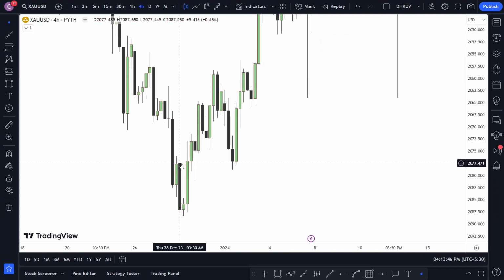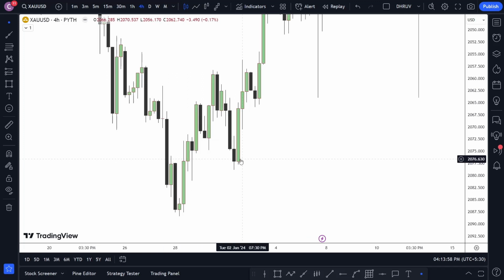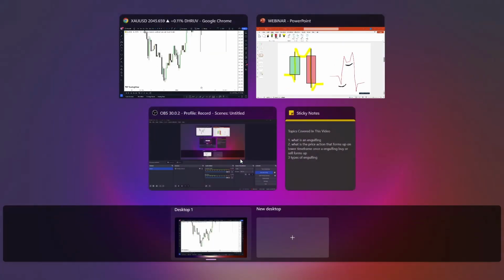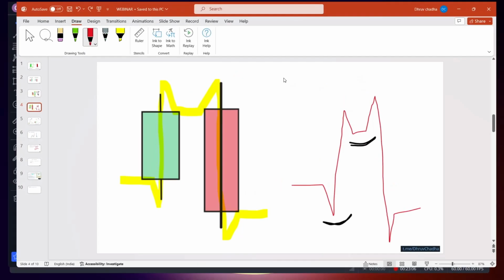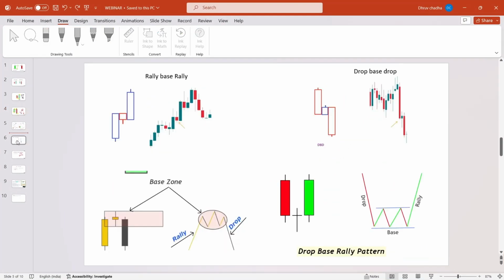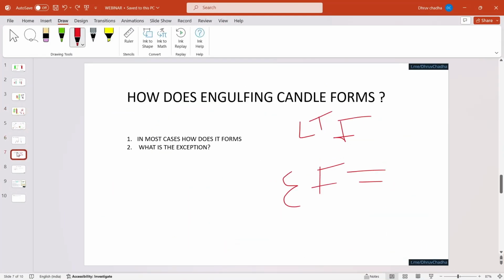This is very basic, and this is also very advanced, because I've never seen a lot of mentors talking about this, or they simply ignore it. Please make sure that you backtest this on the live market or on the charts so that you get much deeper insights. Let me go into the next part.